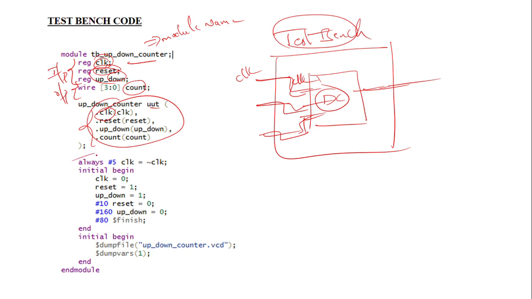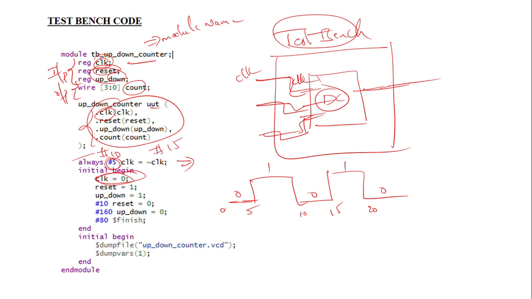Now we are going to give the values for the inputs. Always with a slash 5 means for every 5 nanoseconds of time: 5, 10, 15, 20, like that, it is going to toggle. Initially it will be 0, so in the initial begin we make it 0. After 5 nanoseconds it becomes 1, and after another 5 nanoseconds it becomes 0. So 1, 0, it toggles every 5 nanoseconds. If you write slash 10 it means every 10 nanoseconds, slash 15 every 15 nanoseconds, like that.